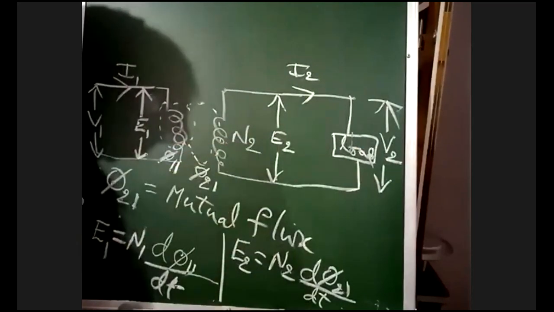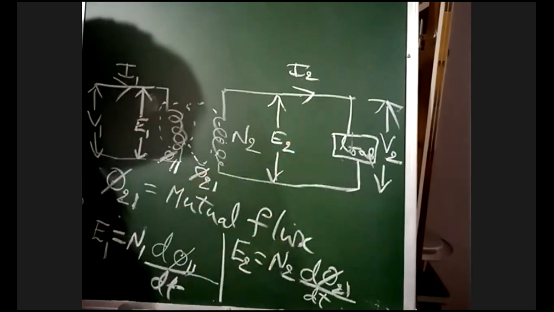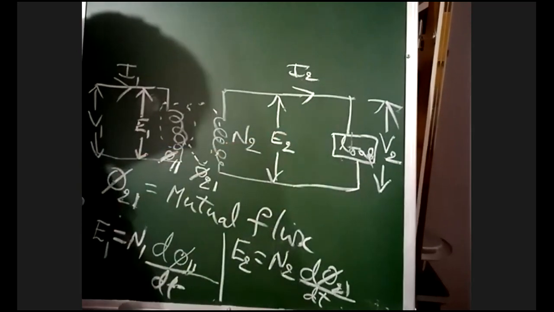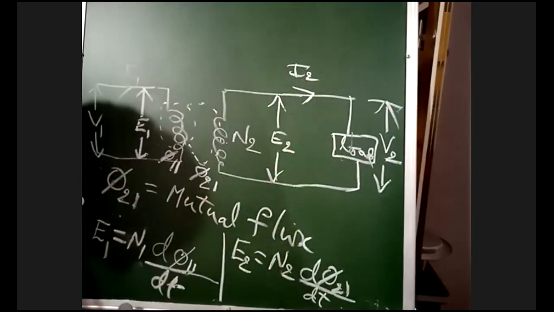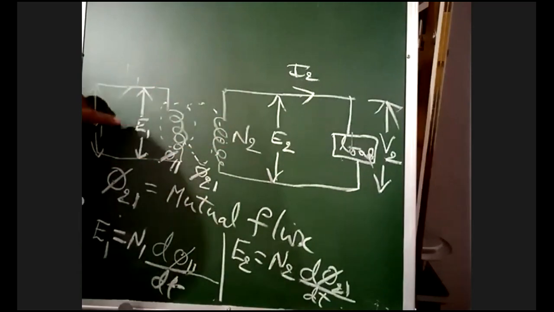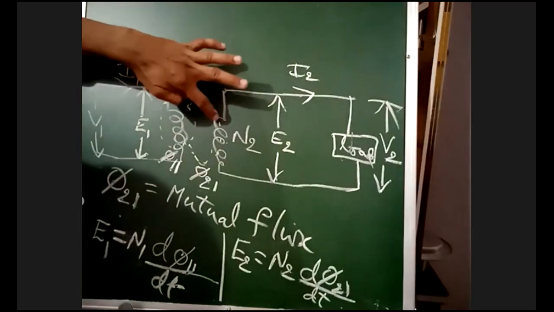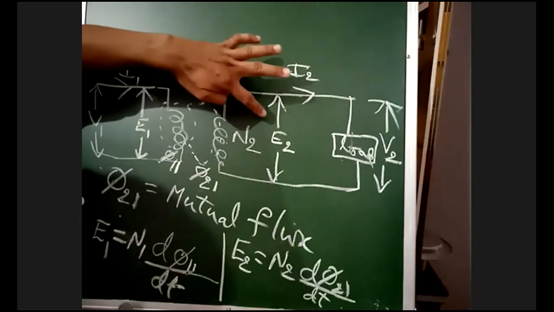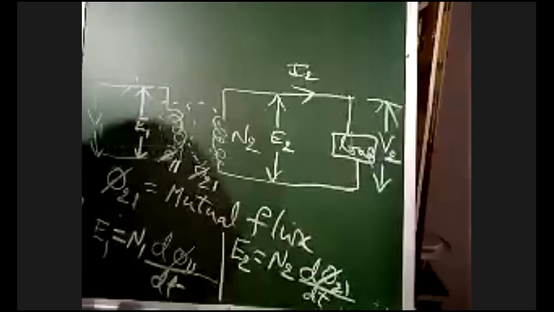Load may be resistance, load may be RL, load may be RLE, where E is the battery. This load may be an R load, a resistive load, or an RL load, whatever it may be. Then V2 is equal to I2 multiplied by the load. Is it clear? Now we are having 4 voltages here. One is the supply voltage. Next is the induced voltage in the primary winding. Now what is the voltage induced in the secondary winding? E2. Now what is the voltage in the load? V2.